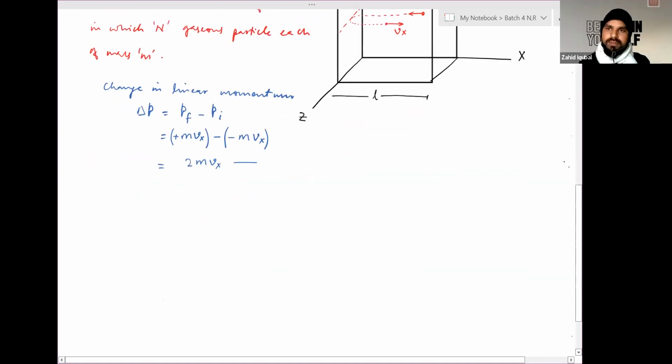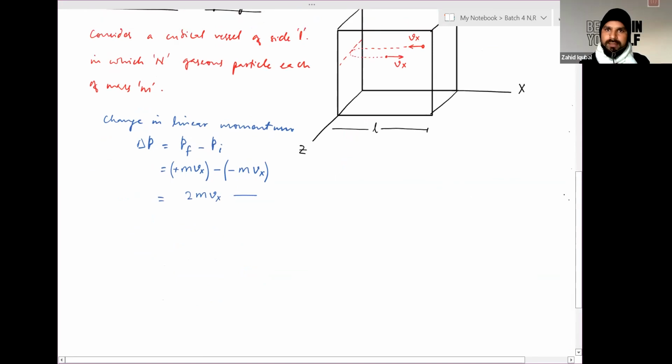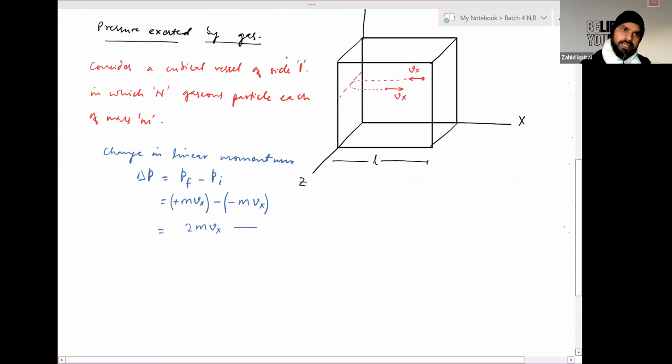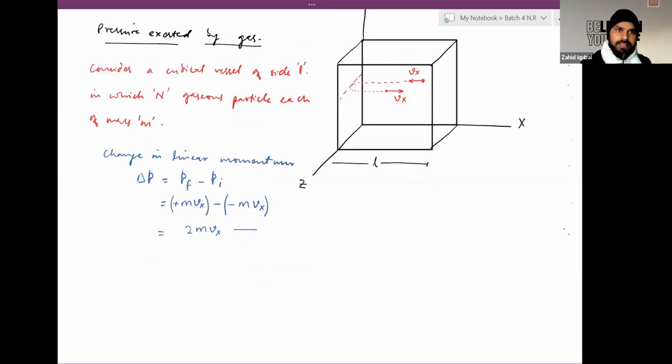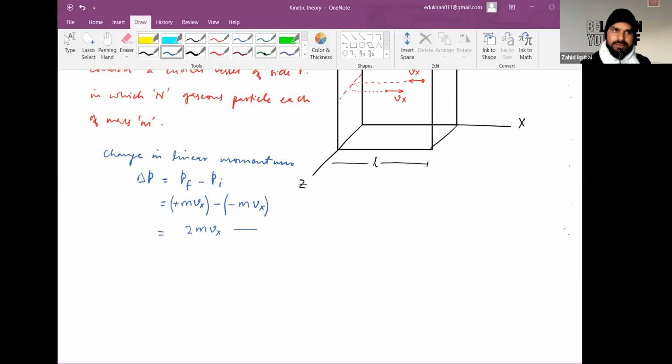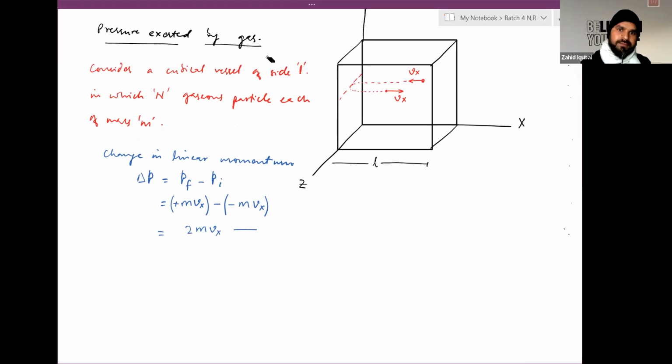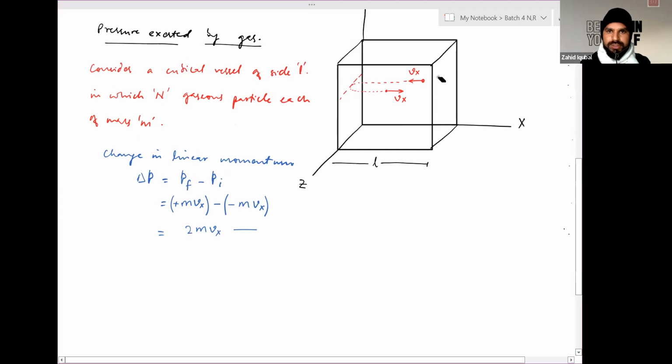Next, we have to calculate how much time it takes to go from one end to the other and back for this collision. Suppose the particle is initially at this wall. It must travel L distance along this way and come back the same L distance. So the total distance traveled for this collision will be 2L, divided by its velocity Vx.